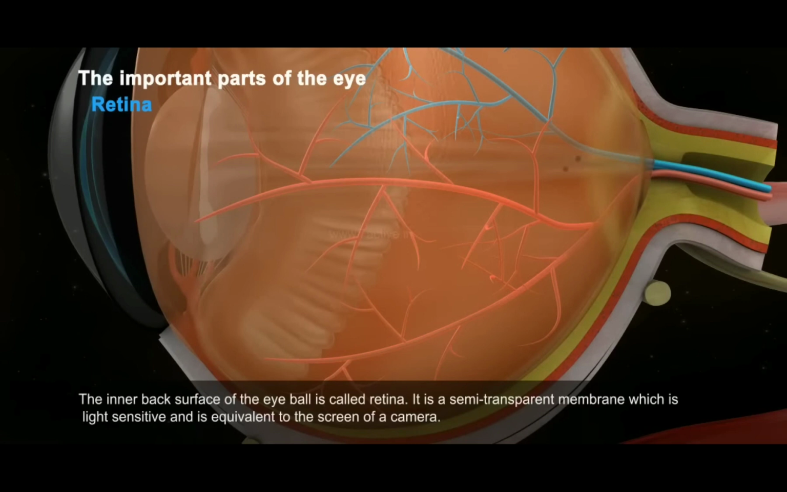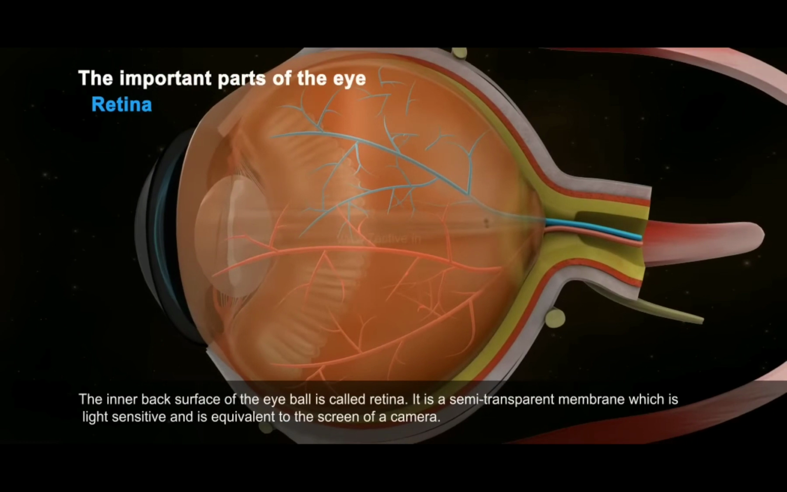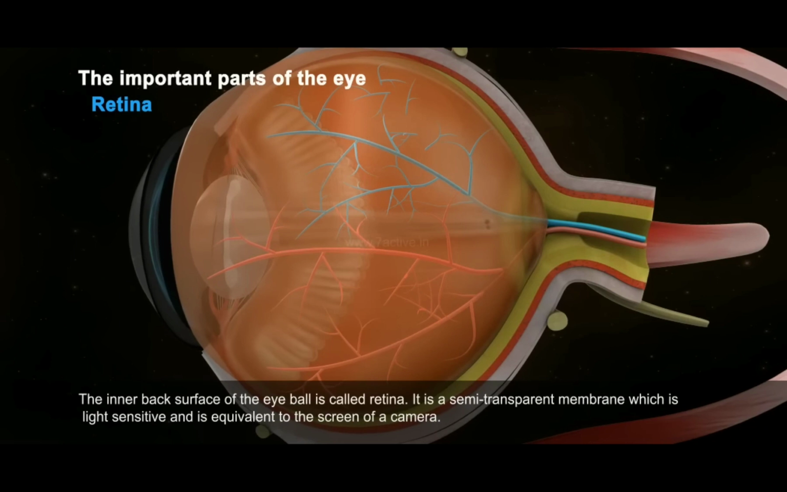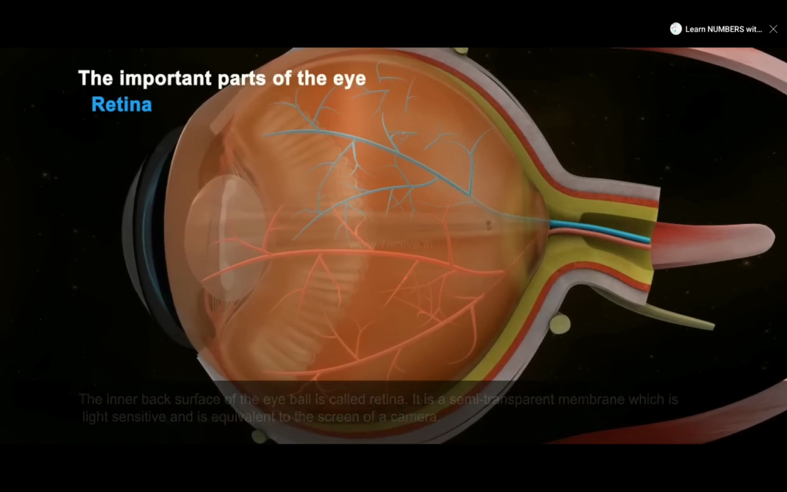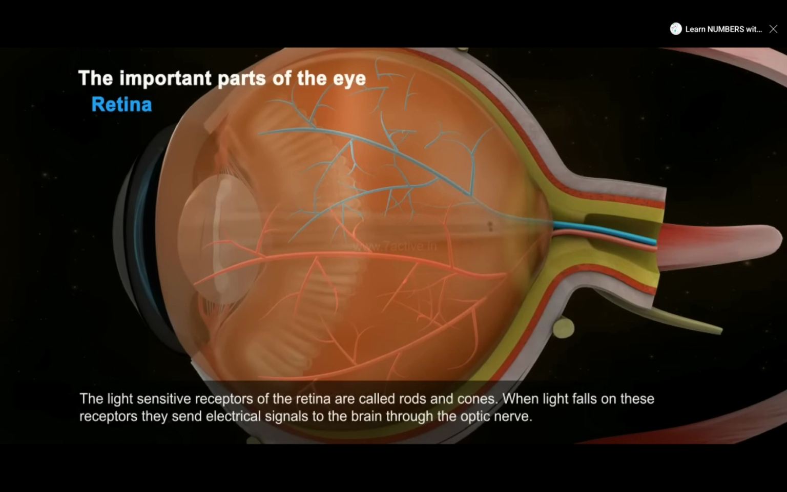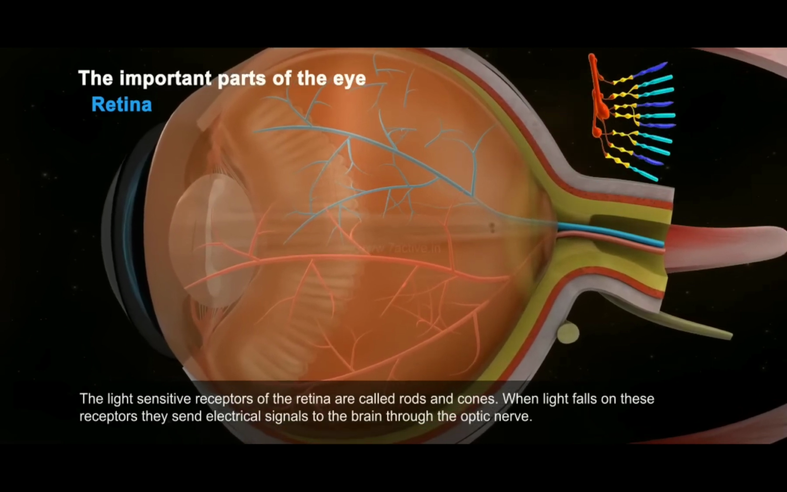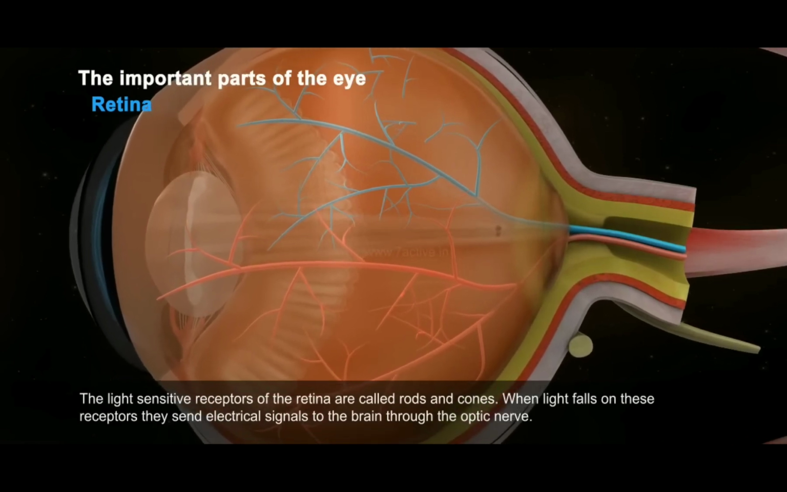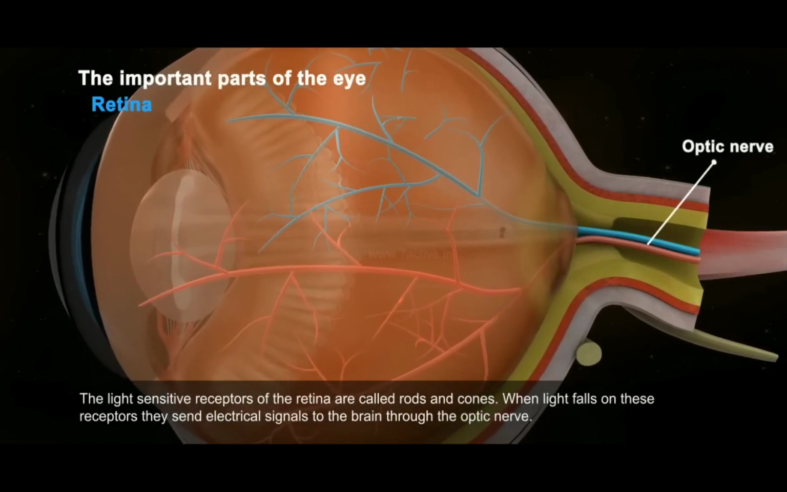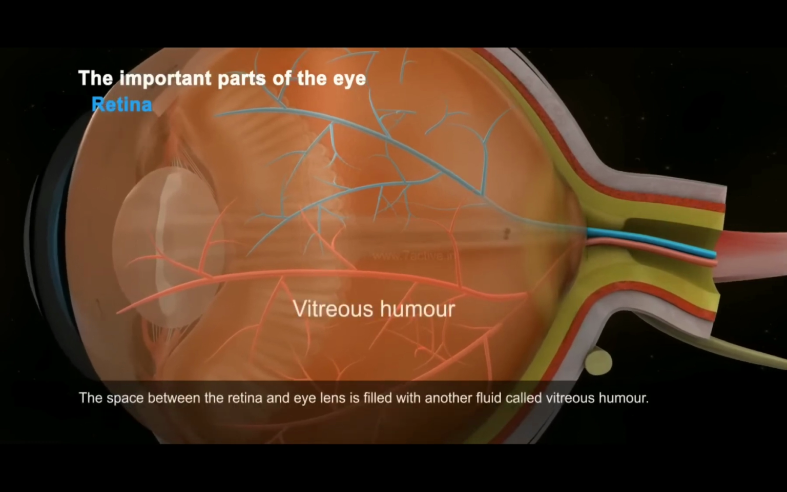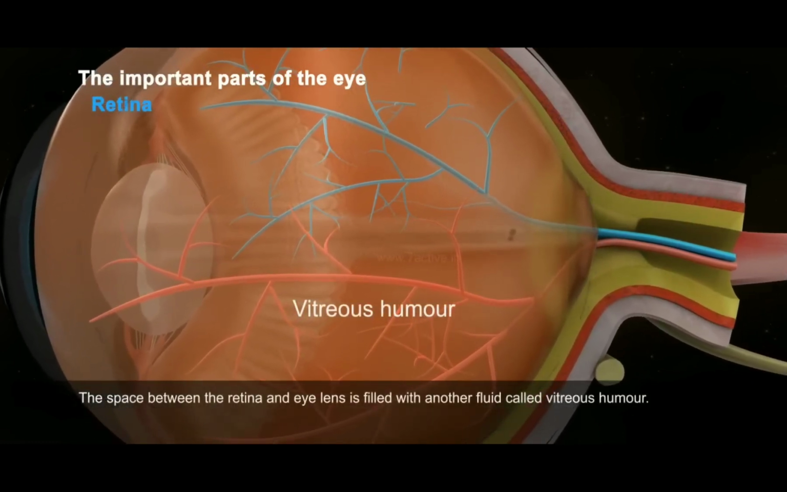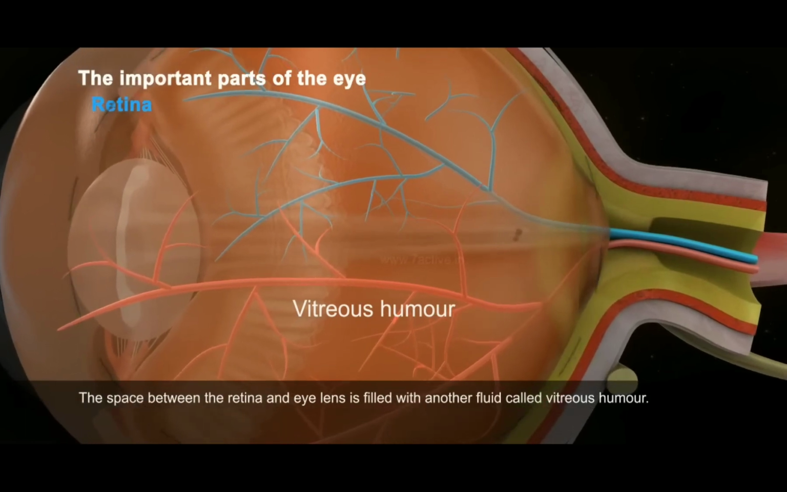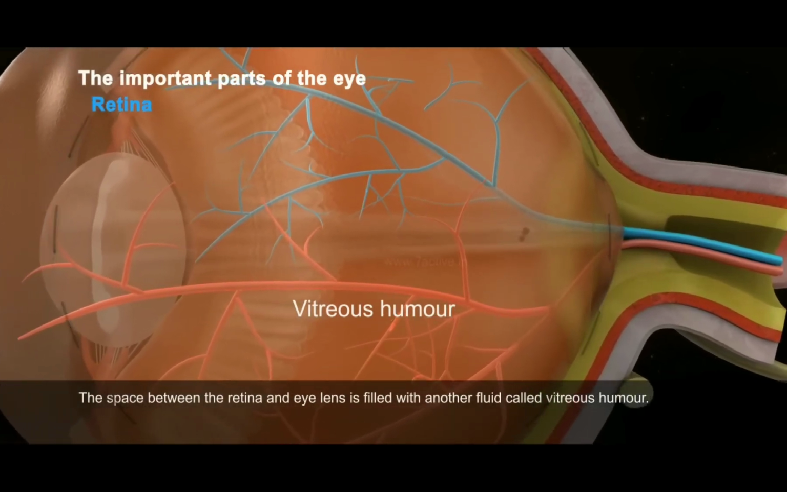Retina. The inner back surface of the eyeball is called the retina. It is a semi-transparent membrane which is light sensitive and is equivalent to the screen of a camera. The light sensitive receptors of the retina are called rods and cones. When light falls on these receptors, they send electrical signals to the brain through the optic nerve. The space between the retina and eye lens is filled with another fluid called vitreous humor.